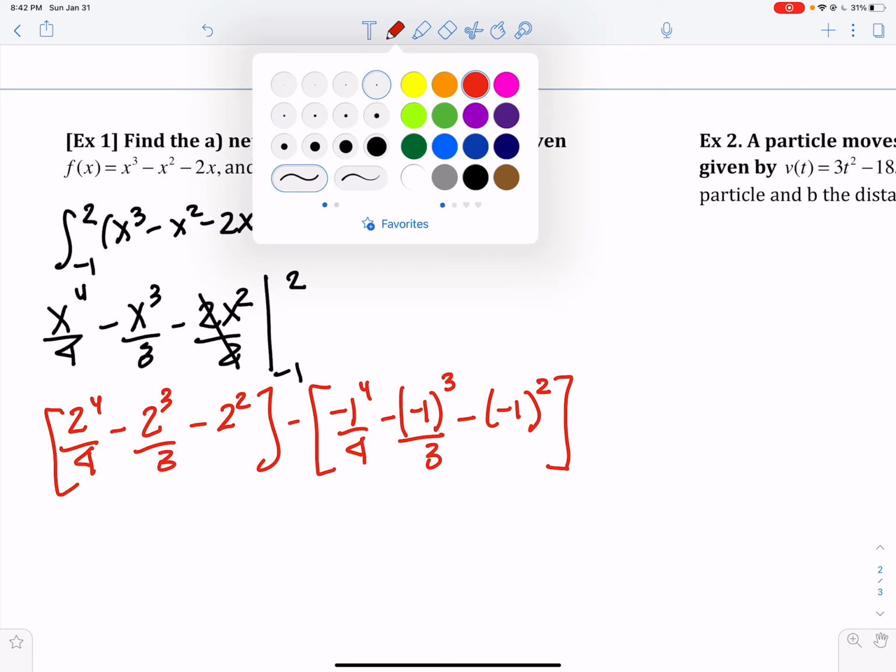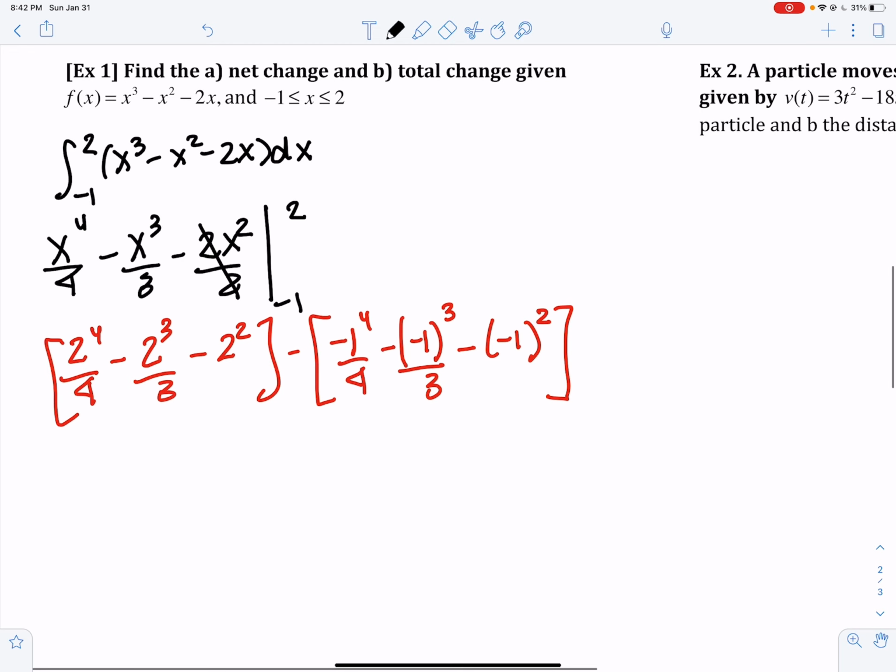Total change, however, for total change, well, where do we break up the integral? We don't know. Well, we need to figure out where the zeros are. So for total change, you need to find zeros first.